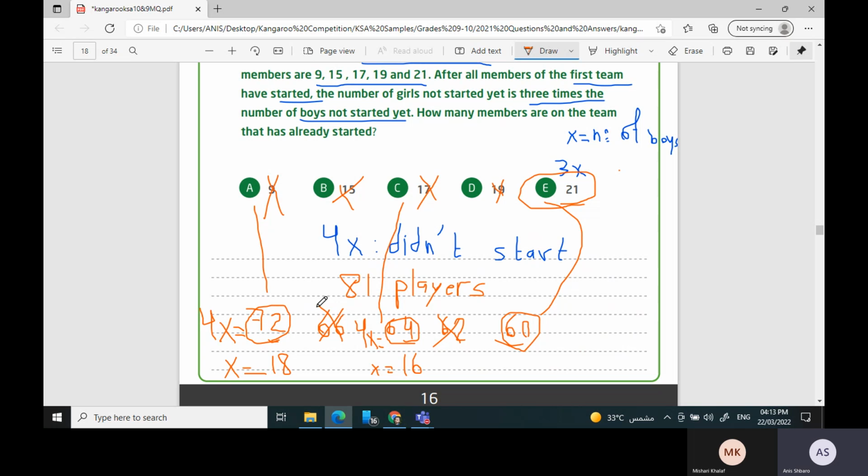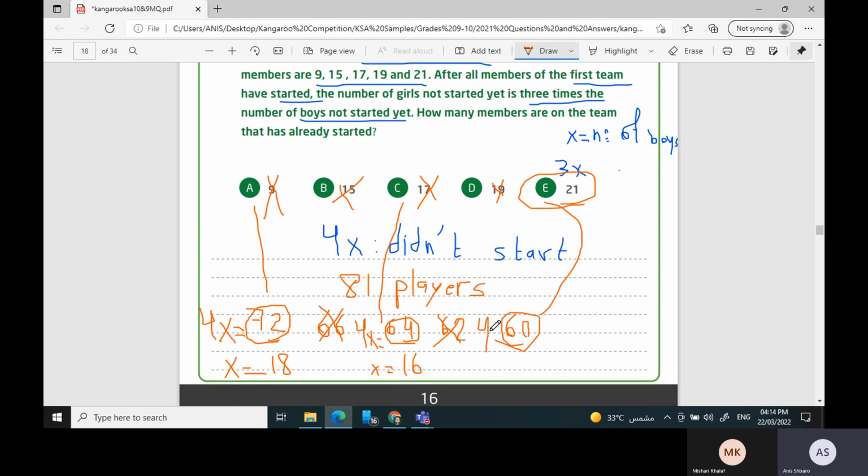So 72 players didn't start yet. I'm going to solve for x to find the number of boys. I found that the number of boys in the team is equal to 18, but 18 is not in my choices, so of course we are wrong. We took it off. 64: the same thing. 4x equals 64, so x equals 16. We can never find a team of 16 boys, and we don't have 16 in our choices. But at the end, we are left with 21, so of course it's the right answer.